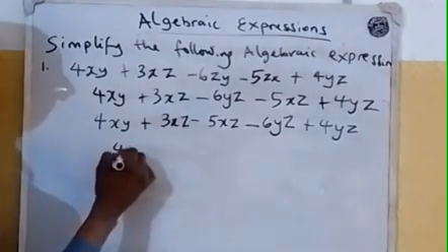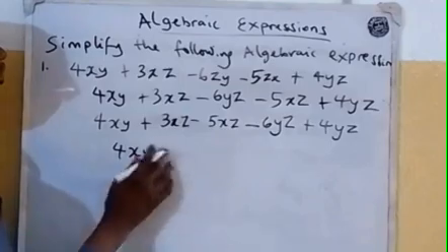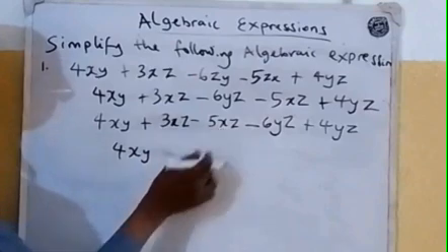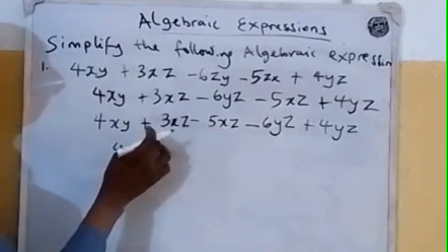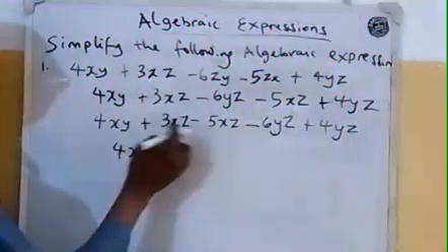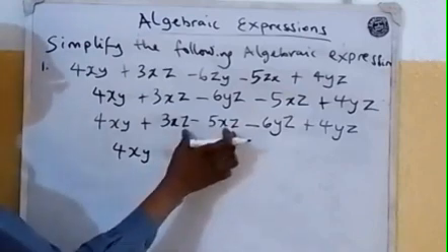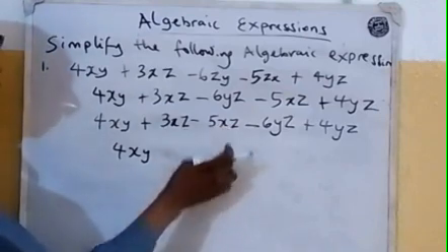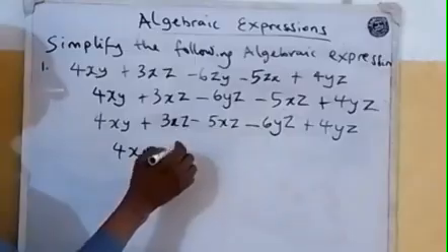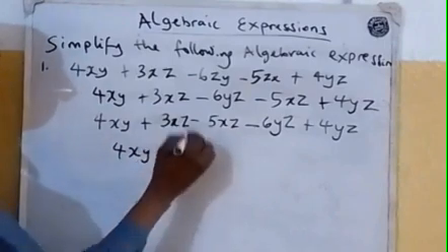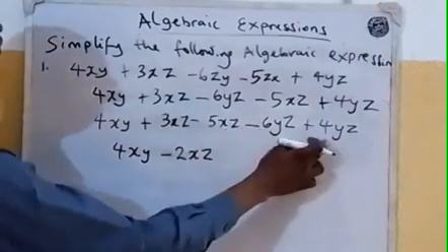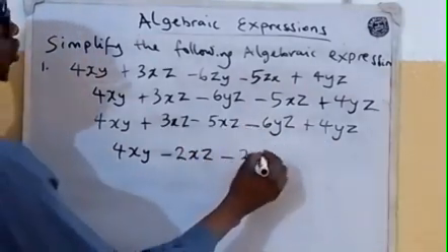So here I have 4xy plus 3xz minus 5xz. When you are doing this, just in your mind, do the operation on the coefficients, the numerals. The variable xz will remain and appear in the final answer. So plus 3 minus 5 is minus 2. Then I put xz. Then for this one, minus 6 plus 4 is minus 2yz.